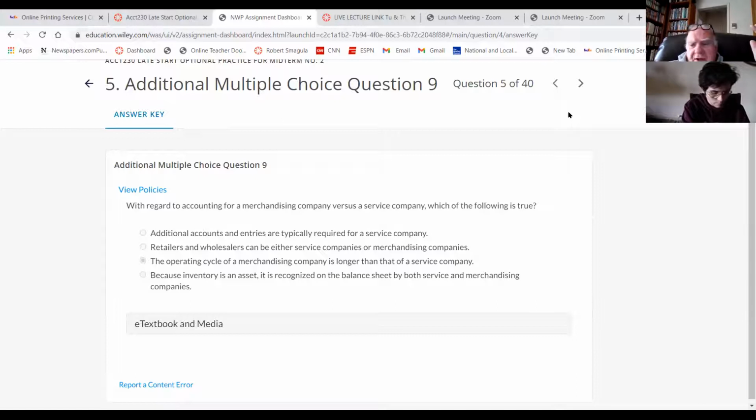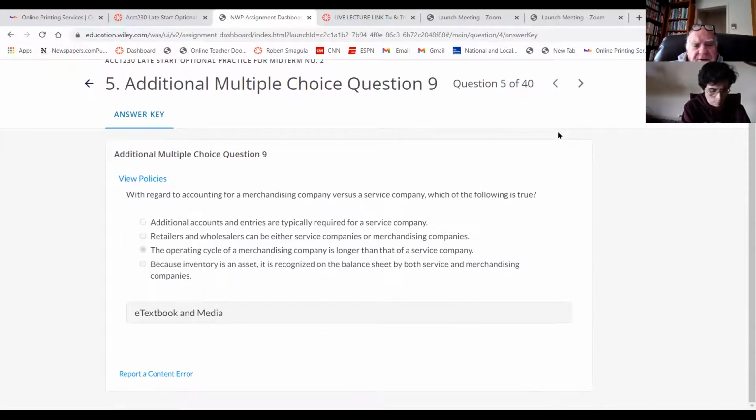This one I don't even understand. This one's a bunch of baloney to me. But maybe just have this in the back of your head. Apparently, the operating cycle of a merchandise company is longer than that of a service company. I don't remember us talking about that at all or seeing that in the book, but have that in mind. Merchandise cycle longer than service cycle.